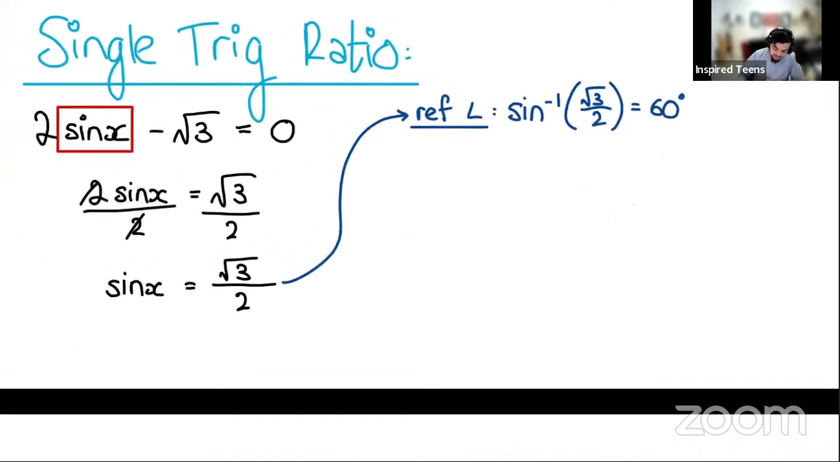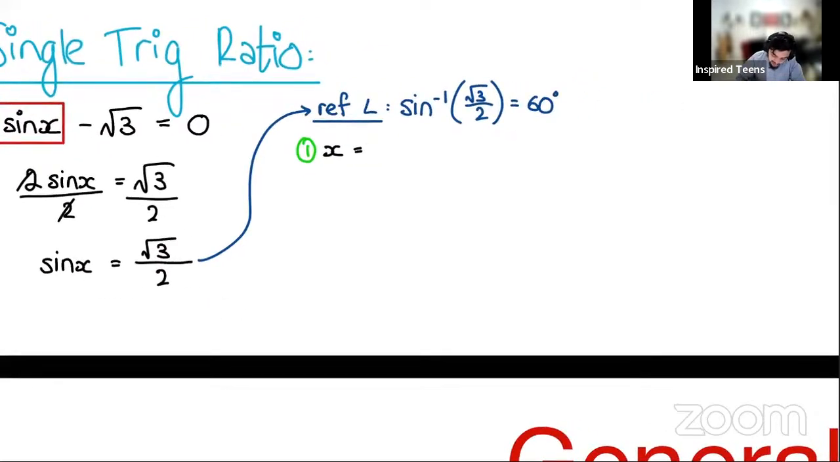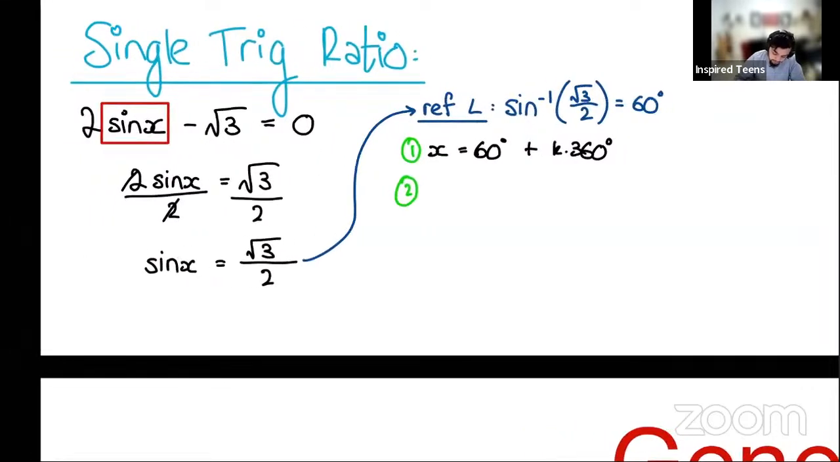So in this case, what's attached to our trig ratio? It's x. So our general solutions will be x is equal to ref angle, which is 60 degrees, plus k times 360. And our second one, again, what is our angle? x. So x is equal to 180 minus ref angle, so 180 degrees minus 60 degrees, plus k times 360.